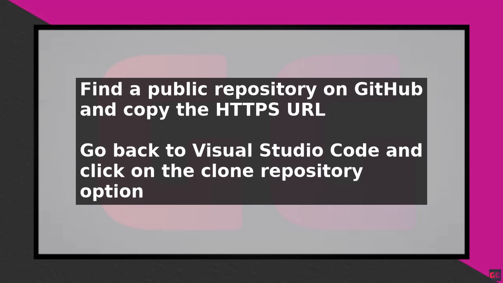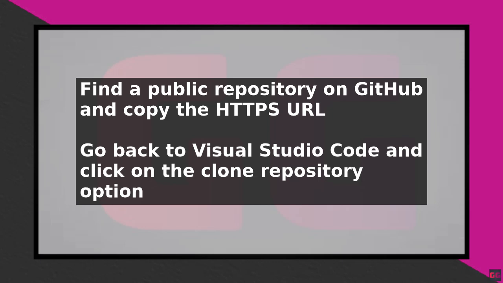To clone a repository, go to GitHub and find a public repository you want to clone. Click the green code button. Select HTTPS and copy the URL. Then, go back to Visual Studio Code. Click on the Clone Repository option and paste in the URL.